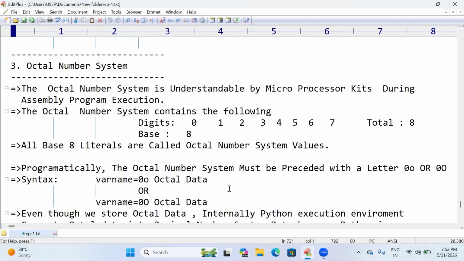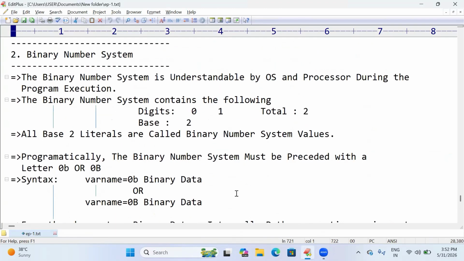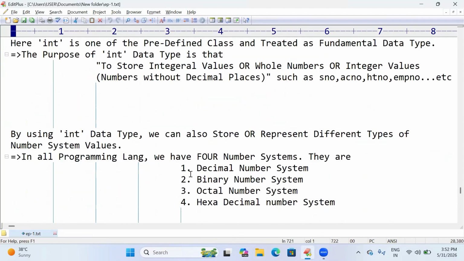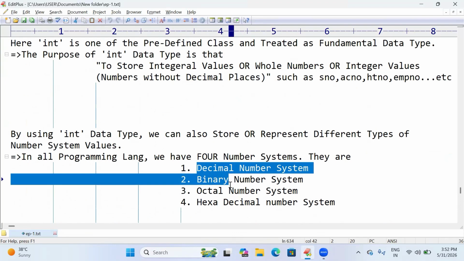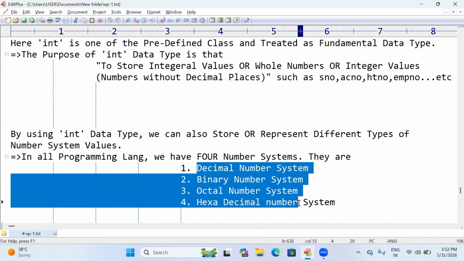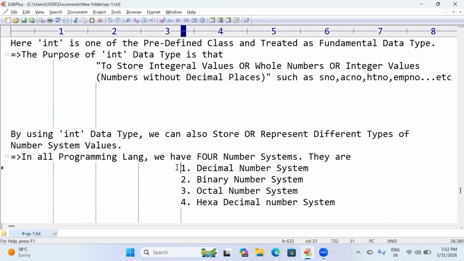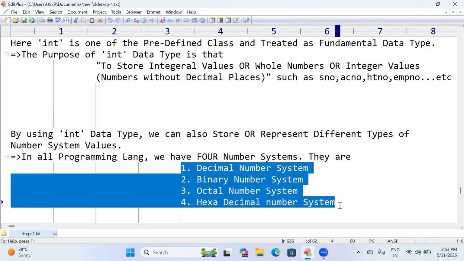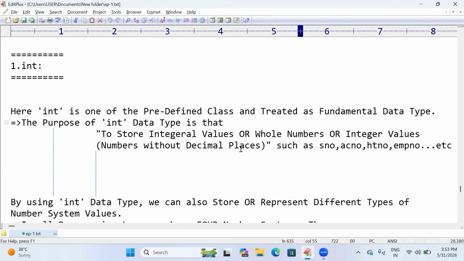So this is all about number systems. In total, we have four types of number systems. They are the decimal number system, binary number system, octal number system, and hexadecimal number system. The int data type can store all these number system values. So this is all about the int data type.